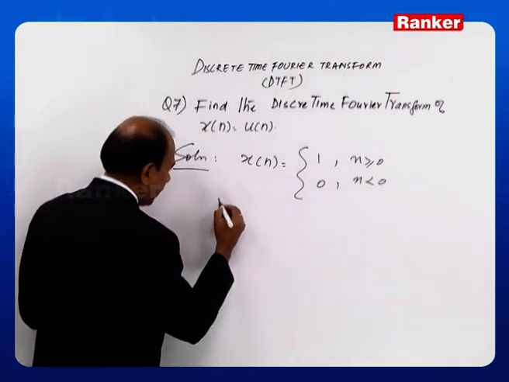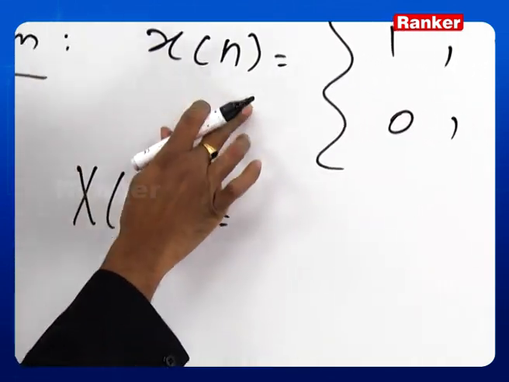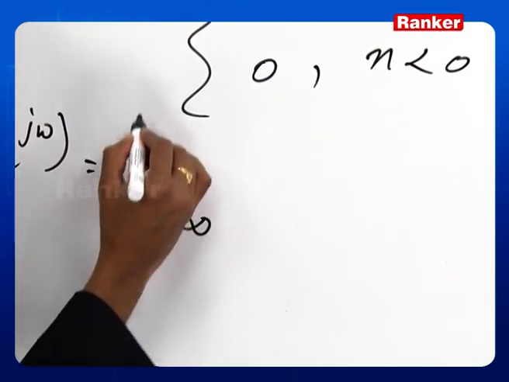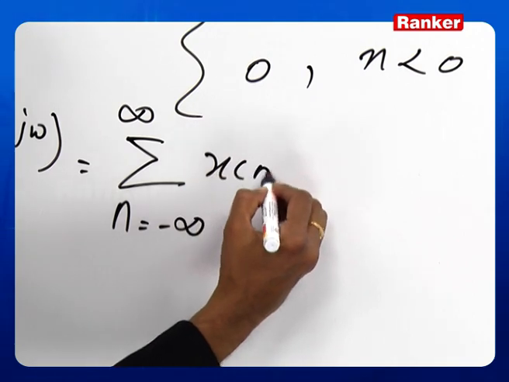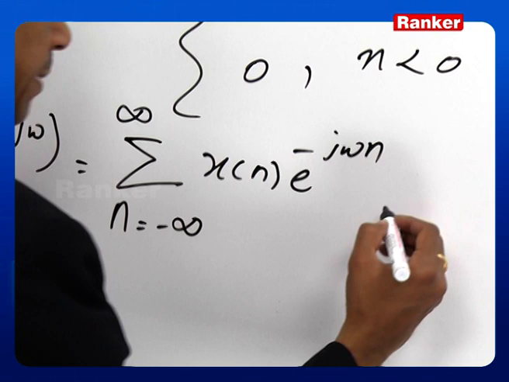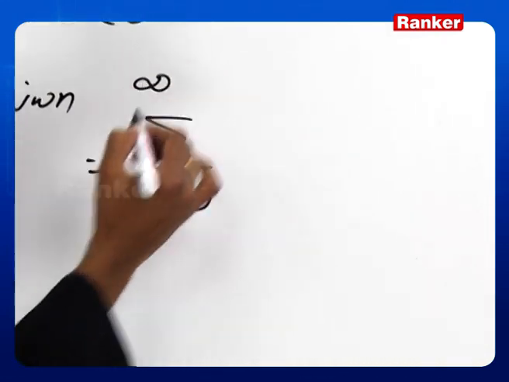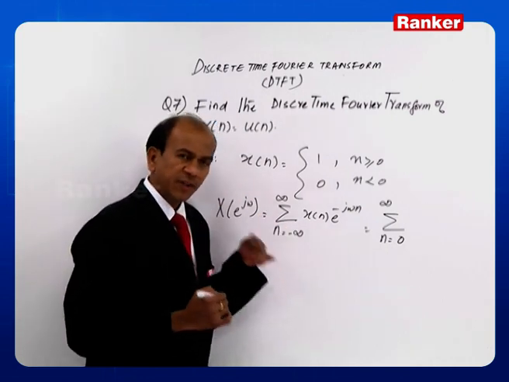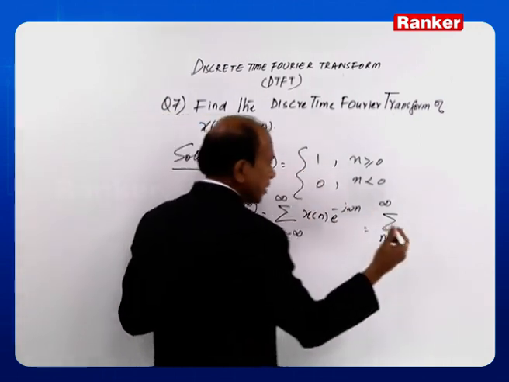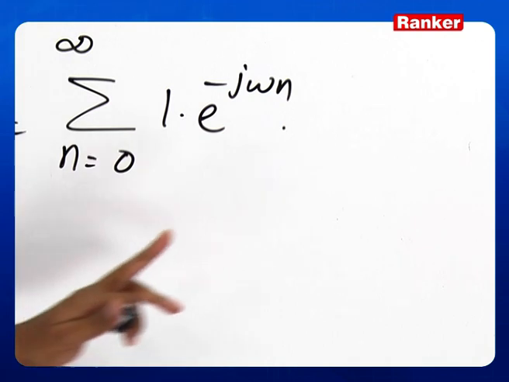So, let us write down that. X of e to the power of j omega is equal to the DTFT of this and is given by the summation from n is equal to minus infinity to plus infinity of x of n e to the power of minus j omega n. So, for us our limits are known. This exists only on the right hand side, so it will be n is equal to 0 to infinity. Then what is x of n for us? X of n is 1. So, we will put 1 here, e to the power of minus j omega n.